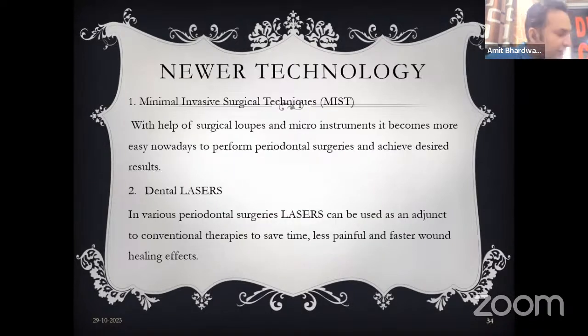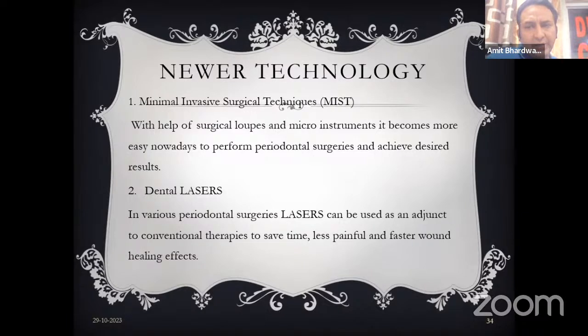So what I explained in my previous slide are the basic procedures which you can perform day in, day out just by convincing the patient. Now I am explaining four or five things which, if you wish to add to your inventory, you can use them. Minimal invasive surgical technique.